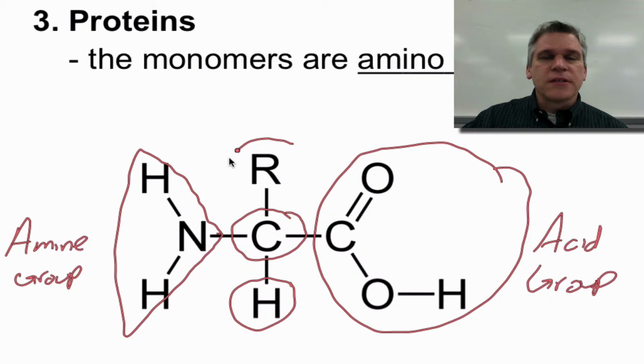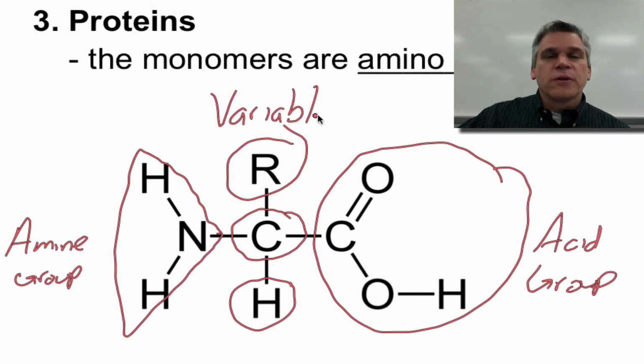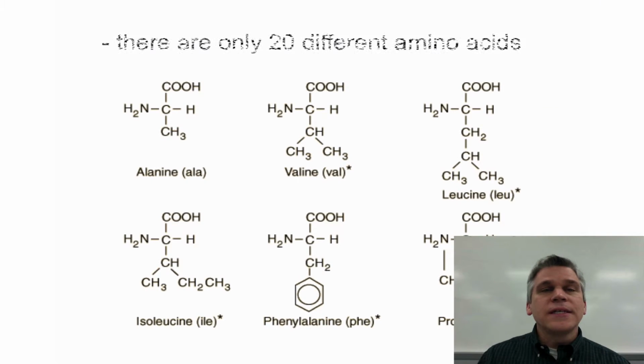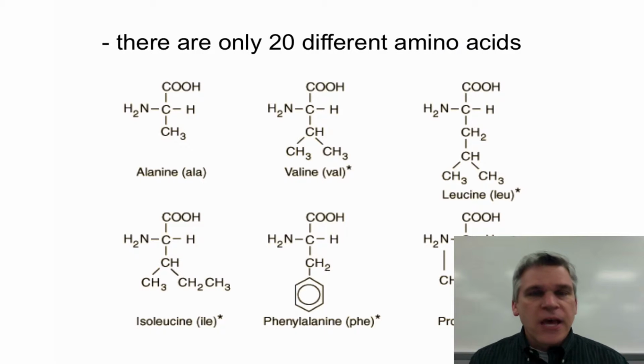What's different is this, we use it with a letter R. This is what's known as a variable group. So this one is going to be different from amino acid to amino acid. Now there are only 20 different amino acids. Here we can take a look at just 6 of them.